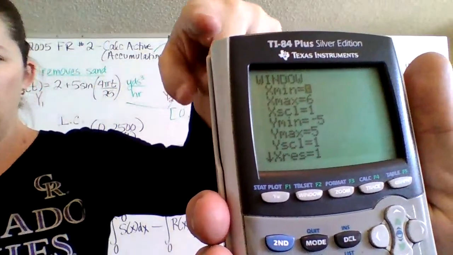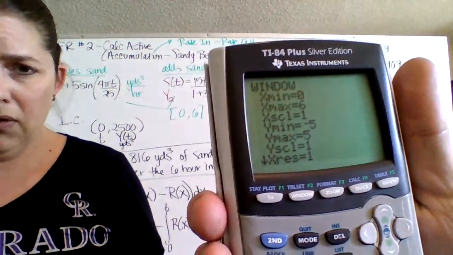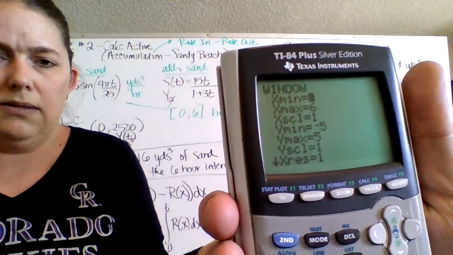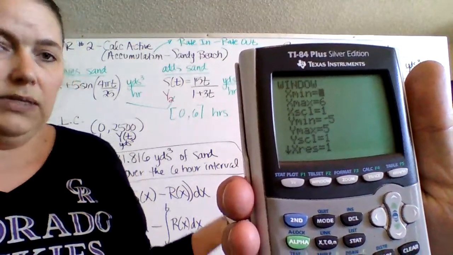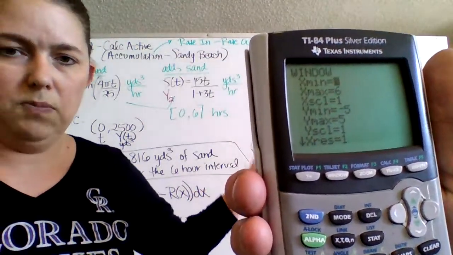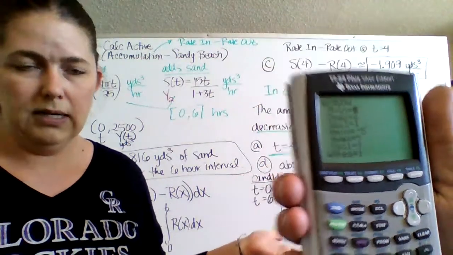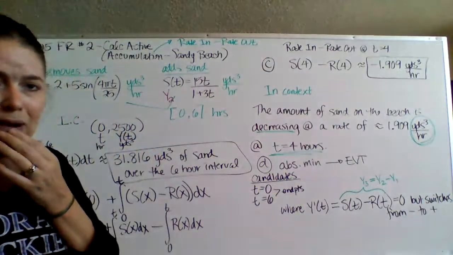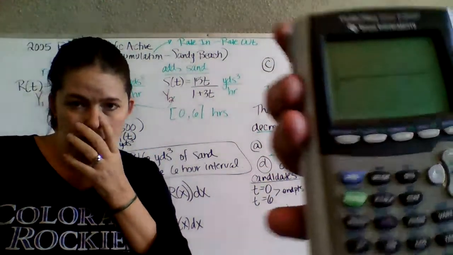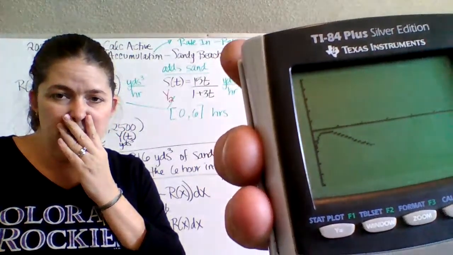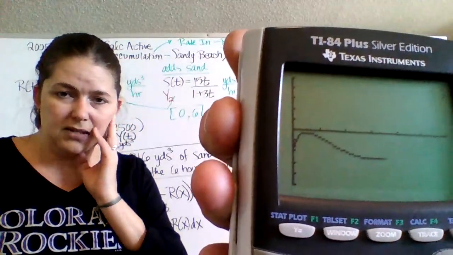Notice we also set the window. I mean, they're telling you the time is 0 to 6, so set x min at 0 and x max at 6. And really, if we want to know where this equals 0, we're looking for x-intercepts. So we might as well just make our y min and y max small. So I did negative 5 to 5. And we want to find an x-intercept of that. So there's the graph. It is below the t-axis right now.